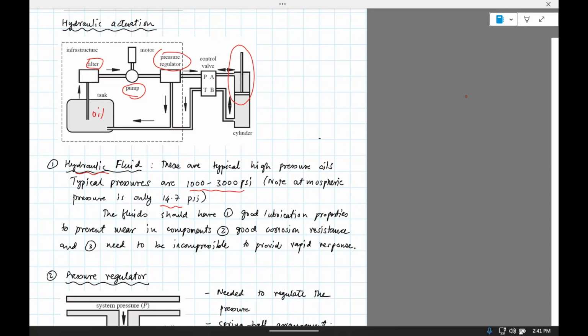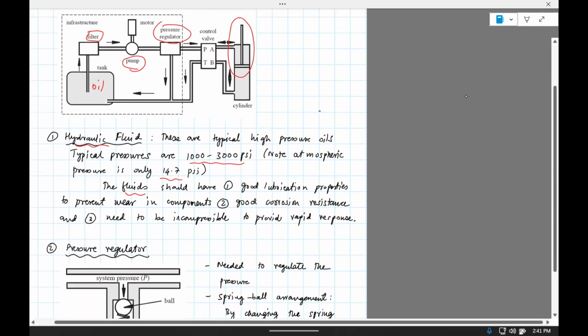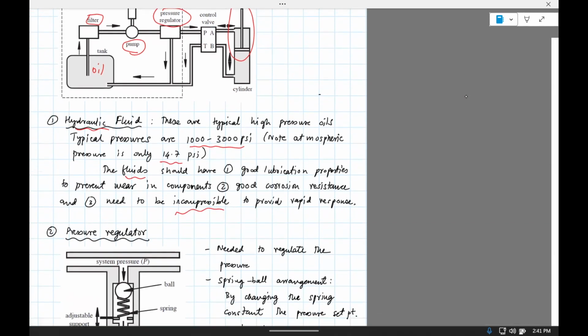It's very high pressure. Now, the fluids which you use have to have certain properties: lubrication, corrosion resistance, and they need to be incompressible. Compressibility is a problem which will come up in the pneumatic system. Air is compressible, and compressibility introduces a host of other problems which are not so much an issue in a hydraulic system. This is one of the main reasons why people choose a hydraulic system, because fluids are not compressible as much as air is.